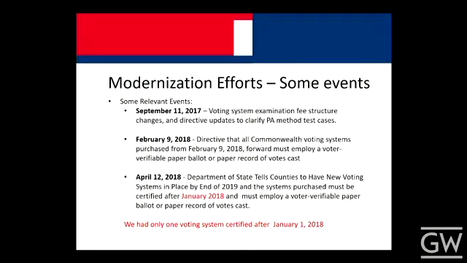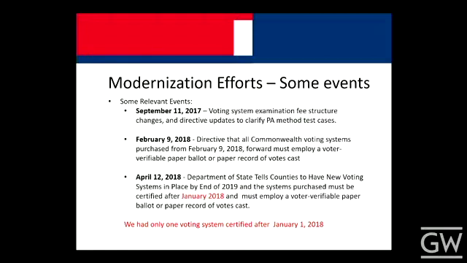So I want to bring to your attention some important events in the modernization efforts that have direct impact on voting system certification. On September 11, 2017, we changed the fee structure for voting system examination. Till then, we used to get a fixed deposit of $3,000 for each system being examined. With the change, we made the vendor responsible for the entire cost of the examination.